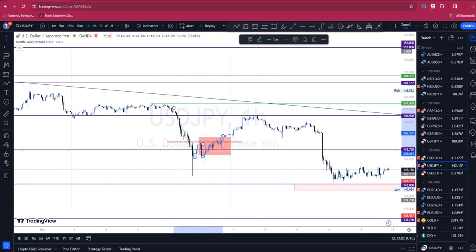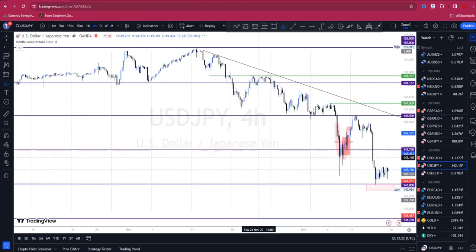So this is the W pattern. Let me use this one for you to see. So now that it has broken the neckline, I will look for an opportunity to buy this market. So that was why I bought also. Let me go back to my 4 hour time frame, and then you will see where I bought. Let me delete these ones.